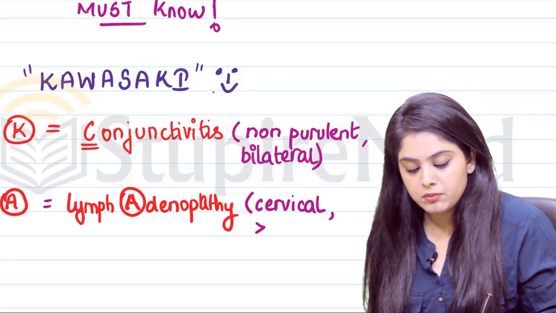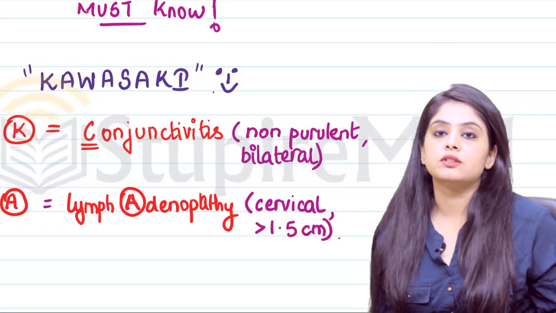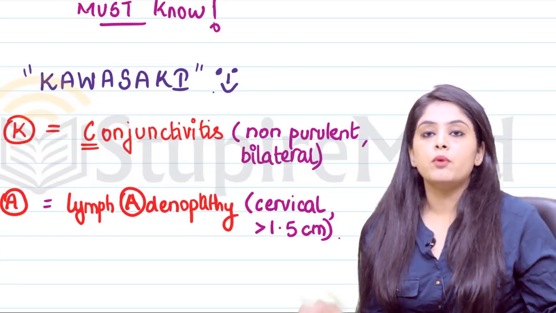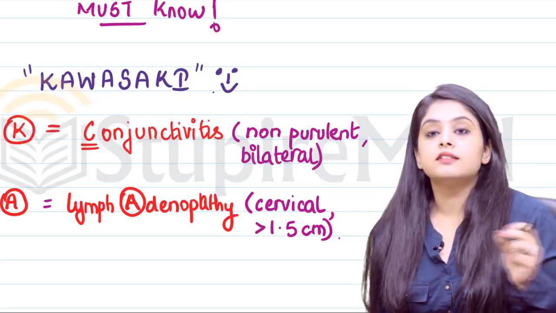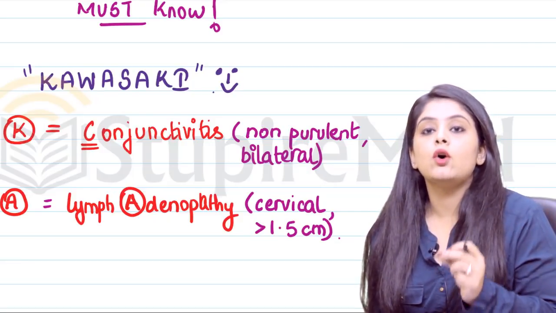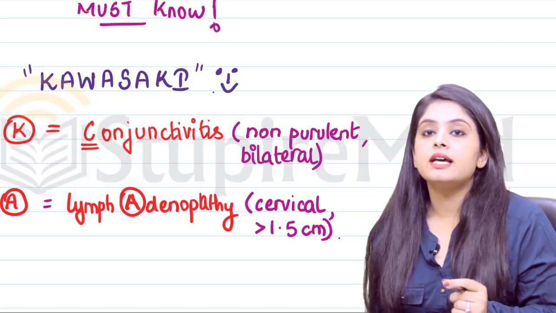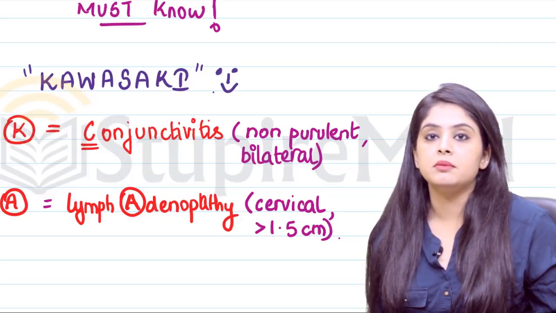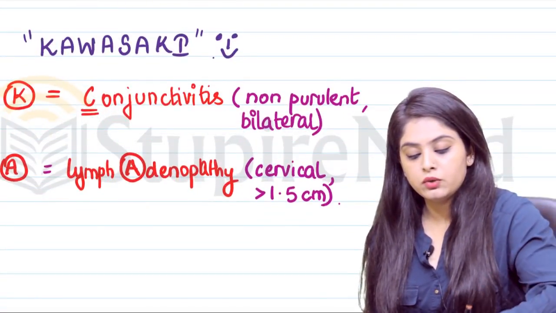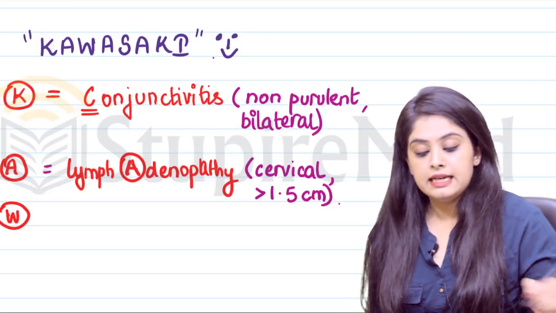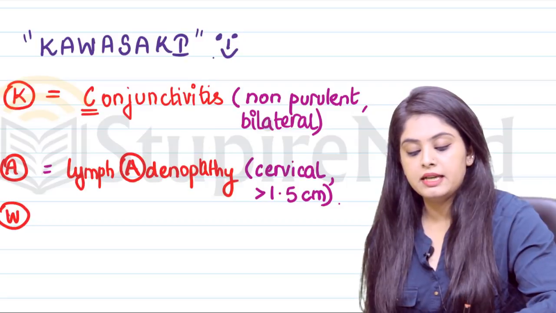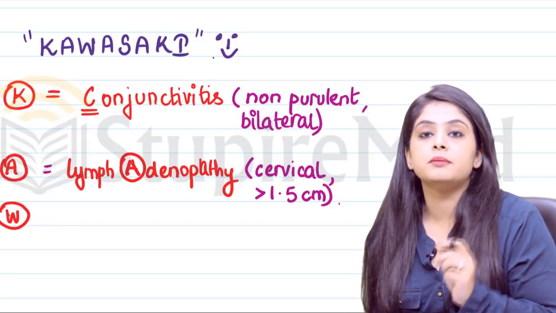And these tend to be more than 1.5 centimeters in dimension. So the dimension is also an important part of the criteria of Kawasaki disease. It is lymphadenopathy, cervical or the neck region, and more than 1.5 centimeter. Now let's go on to the next alphabet, that is W. Again, this has to be dealt with in terms of phonetically similar.